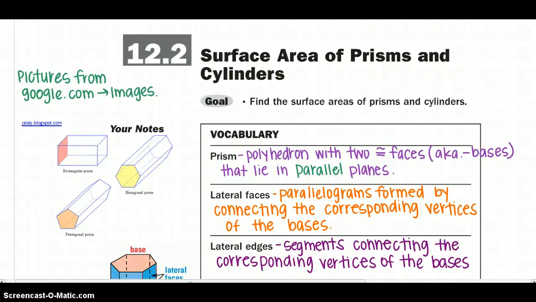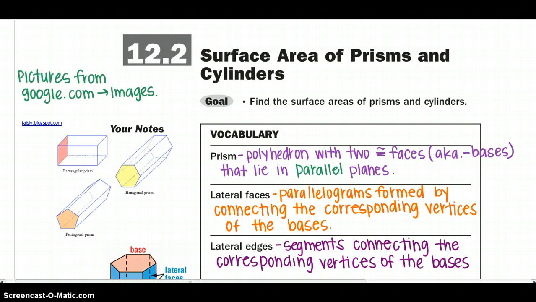Welcome back as we continue Chapter 12, and we are getting into the surface area of prisms and cylinders. So last section, we really just talked about recognizing what type of solid we are using or what's in front of us. So now we're going to focus more on prisms and cylinders today.